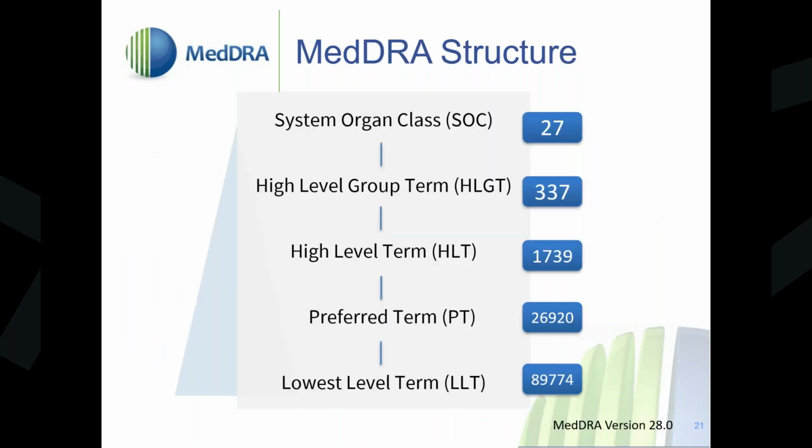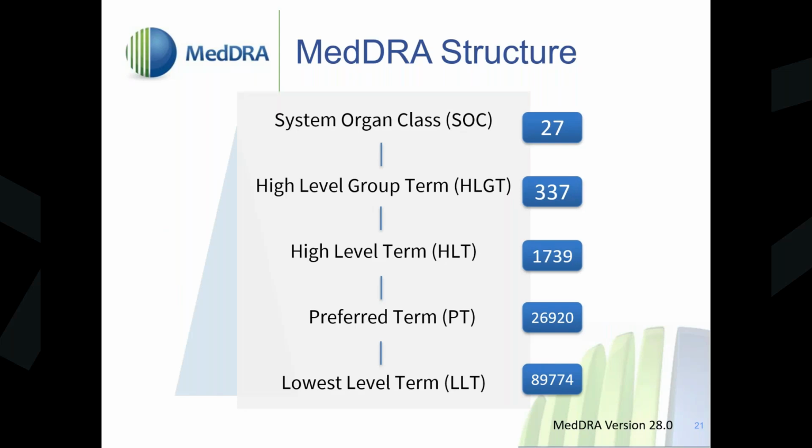MedDRA is a hierarchy, and it is built as a hierarchy system with 5 levels that you can use either from the top down or the bottom up approach. They're linked vertically, meaning that every level from the bottom is subordinate to the linked level above it, and the ones on top are superordinate to the ones below them. When you're coding in MedDRA, the level that you interact with is the lowest level term, the one on the bottom. That is the most granular.